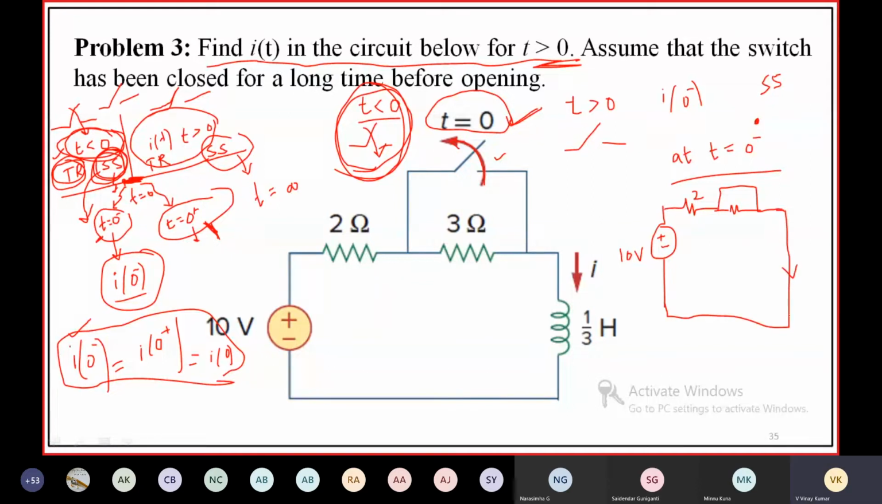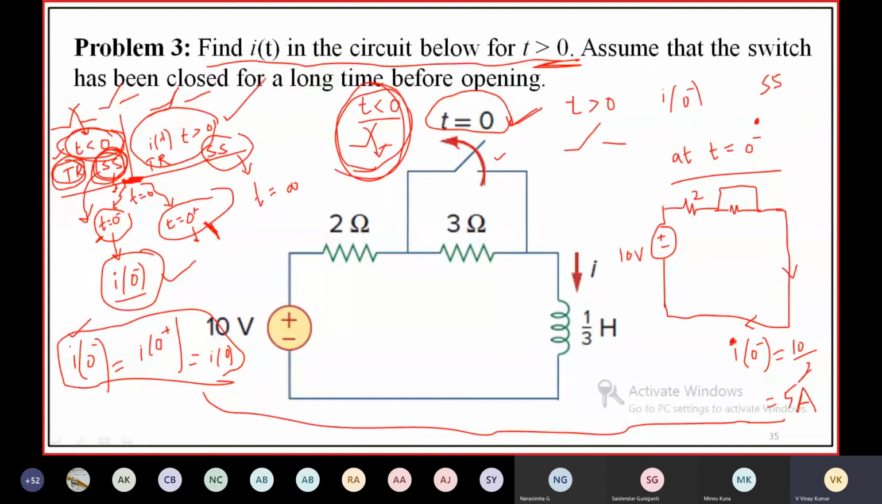The current which is flowing through this at t = 0 minus is I of 0 minus. So 10 by 2, you are going to get 5 amps. Means I of 0 minus is equal to I of 0 plus is equal to I of 0, which is equal to 5 amps. This is the initial condition. With the help of this initial condition, that is I of 0 minus, you can find I of t for t greater than 0.